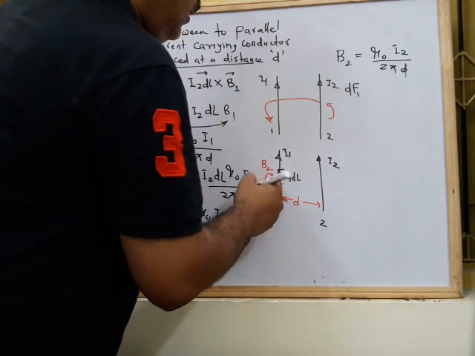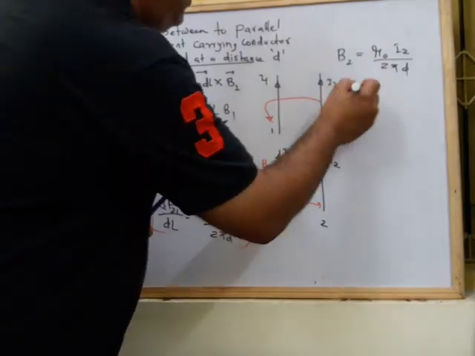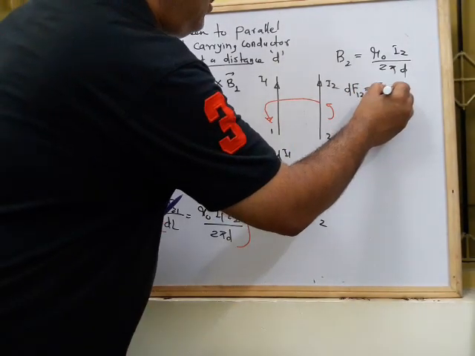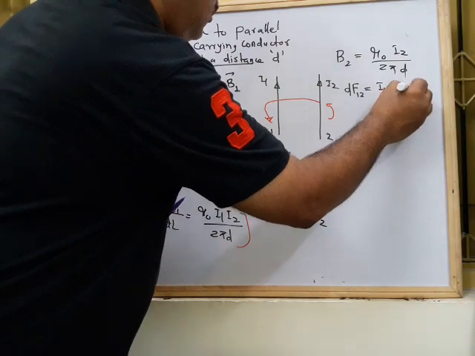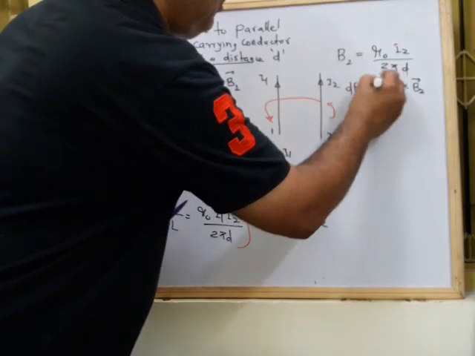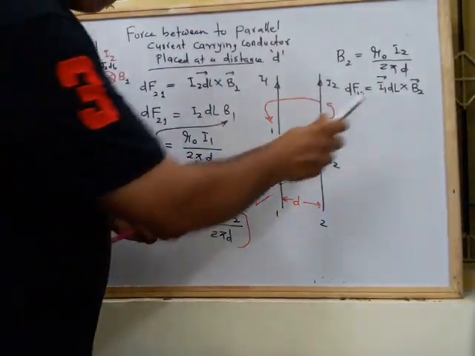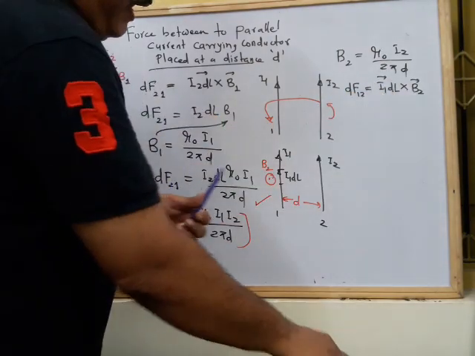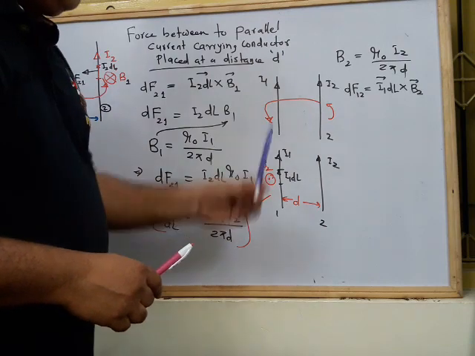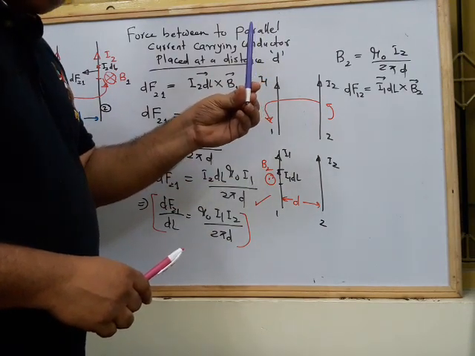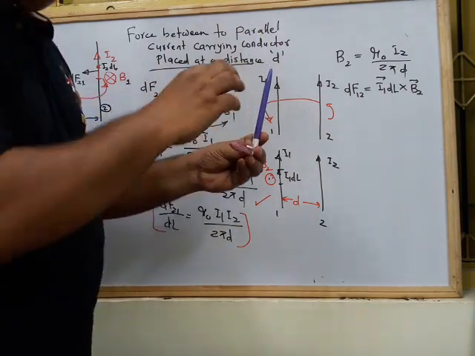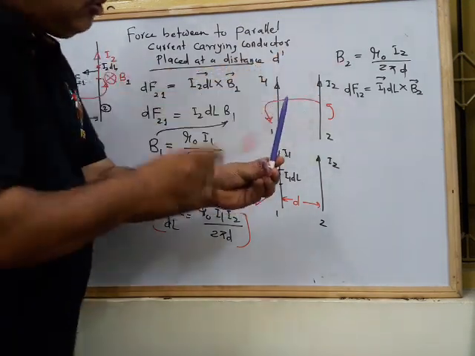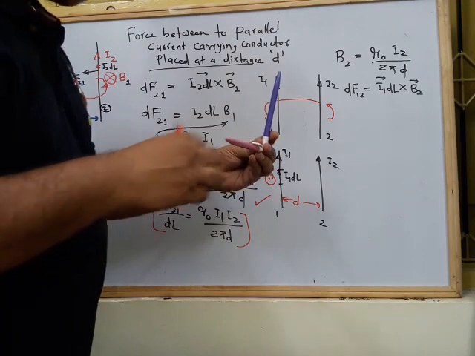dF1, meaning the force acting on this, dF1 due to 2 is what? It is equal to I1 dl cross B2. This is the expression for the force. So you have to rotate the vector screw from I1 dl to B2. Now see, the current here is I1 dl up, the magnetic field is coming out of the page. Now you have to rotate from I1 dl to B2. How do you rotate the screw, and from where?